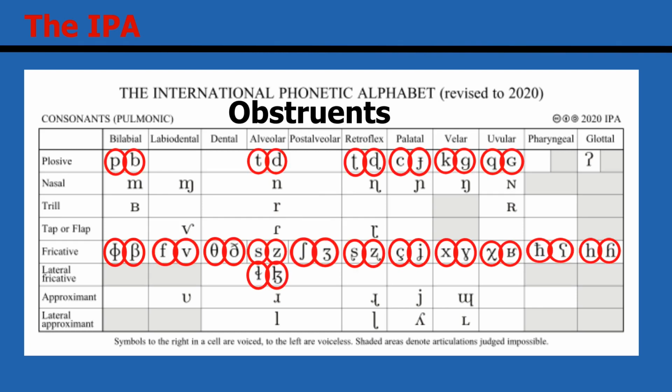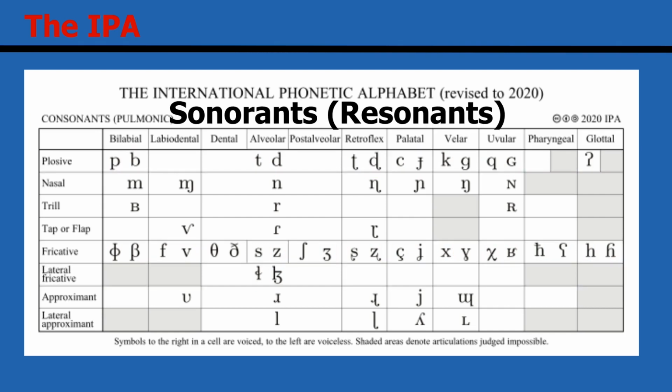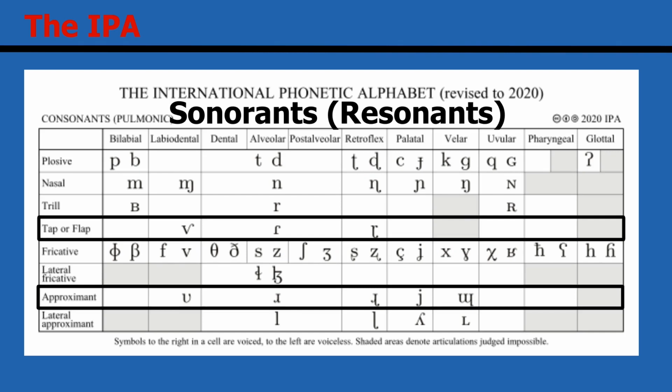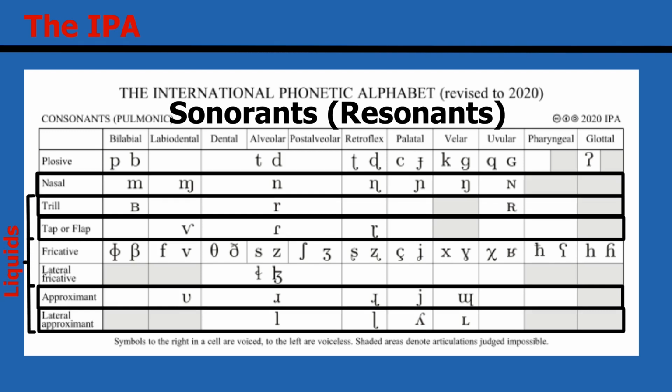There are obstruents, which contain a voiced and unvoiced version, and consist of plosives, fricatives, and affricates. And sonorants, aka resonants, which consist of approximants, tap or flaps, trills, and lateral approximants, often referred to as liquids, and nasals. This distinction may come in handy when developing phonotactics.